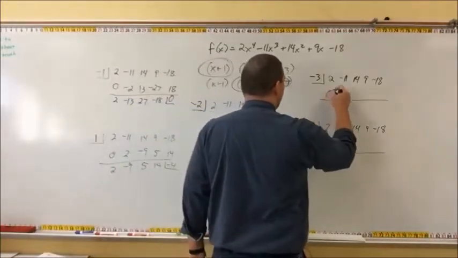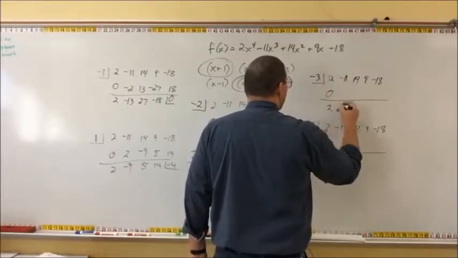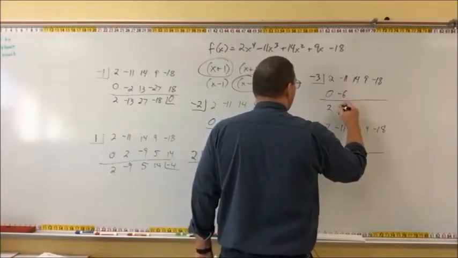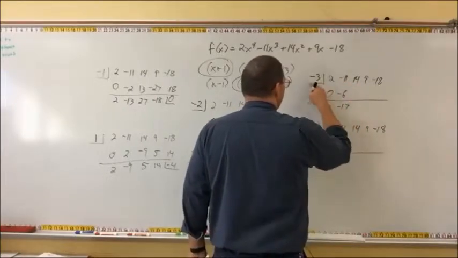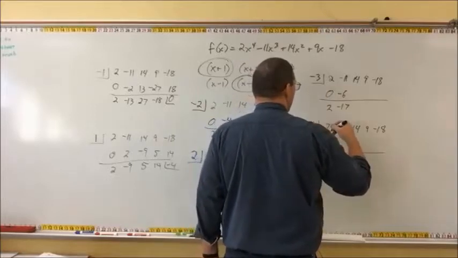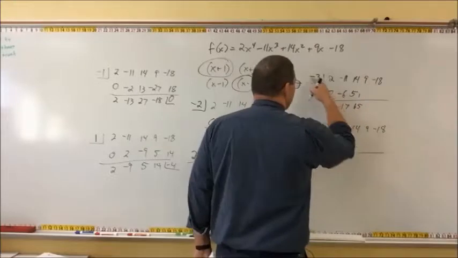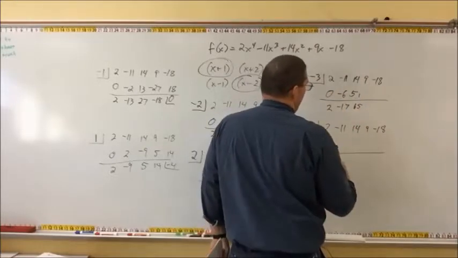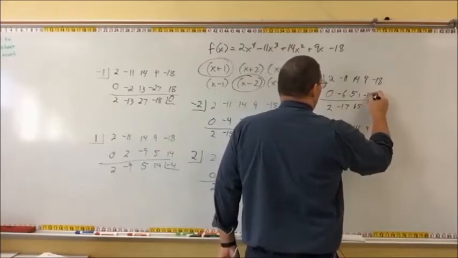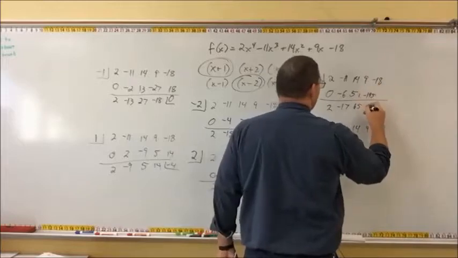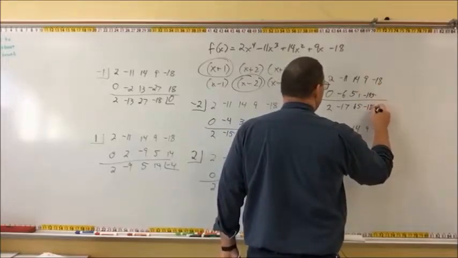Last 2 here, put a 0 here. 2 plus 0 is 2. Times negative 3 is negative 6. Minus 11 is negative 17. Times negative 3 is positive 51. Plus 14 is 65. Times negative 3 is negative 195. Negative 195 plus 9 is negative 186.